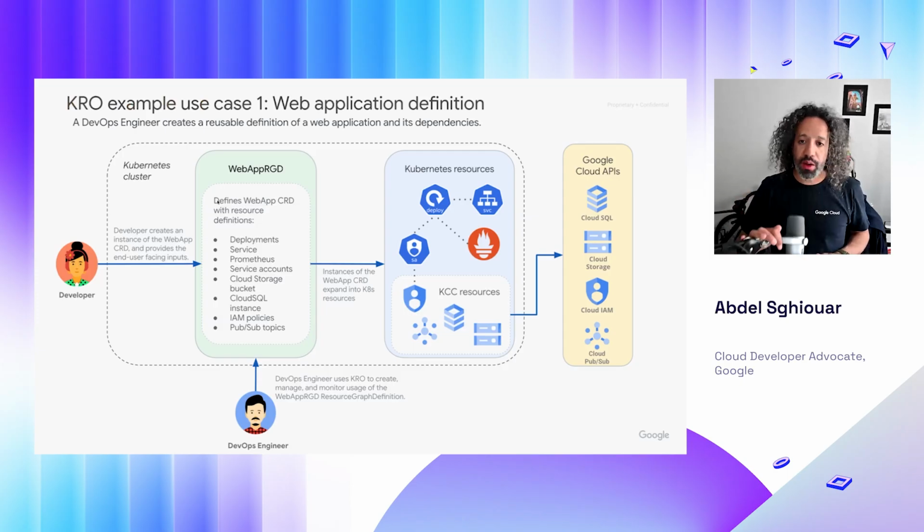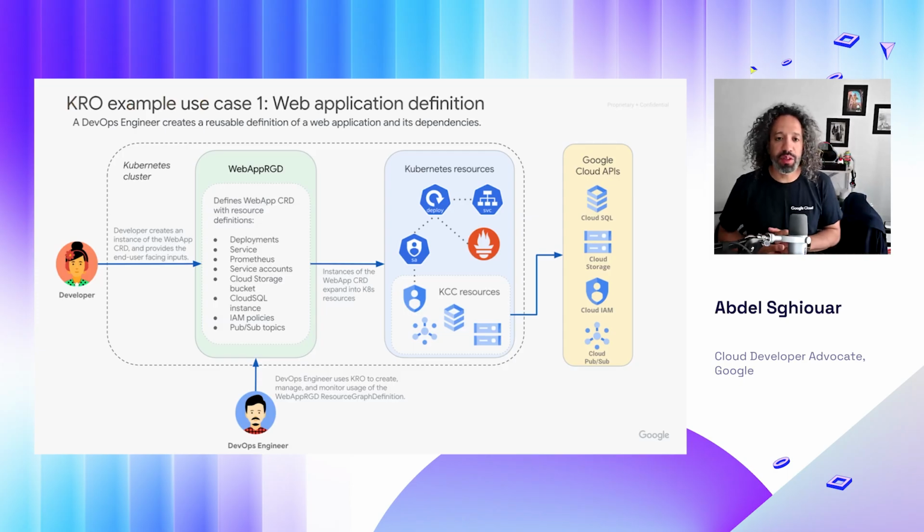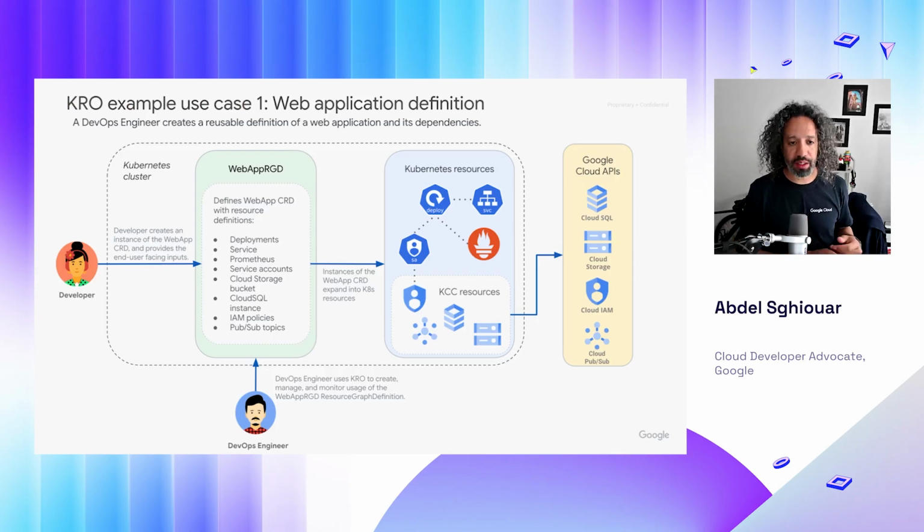So KRO enables us to do a lot of interesting things. For example, we can use KRO to create higher level abstractions, which include both Kubernetes native objects and cloud native objects. This is an example where I have a web app RGD, and this web app RGD will have a deployment and service, which are Kubernetes native objects, but it will also have a Prometheus, a service account, a Cloud Storage bucket, a Cloud SQL instance, etc.